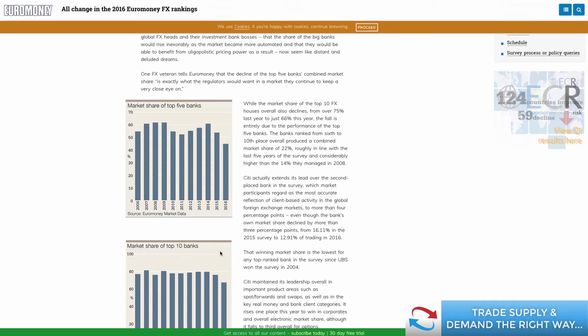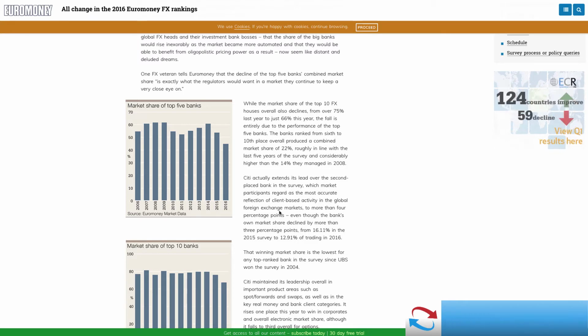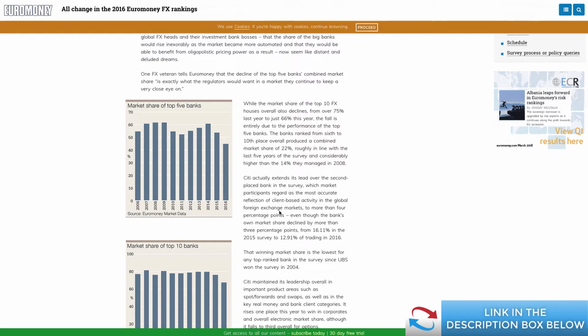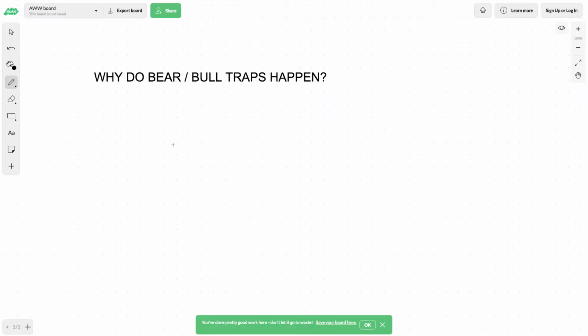Percent market share, right? So you can see the top 10 banks can control and dictate where price goes. If these 10 banks want to move the market in a certain direction, and they have a 60% market share, then they're going to move the market, right? So getting back to why the markets move, it's because of liquidity.